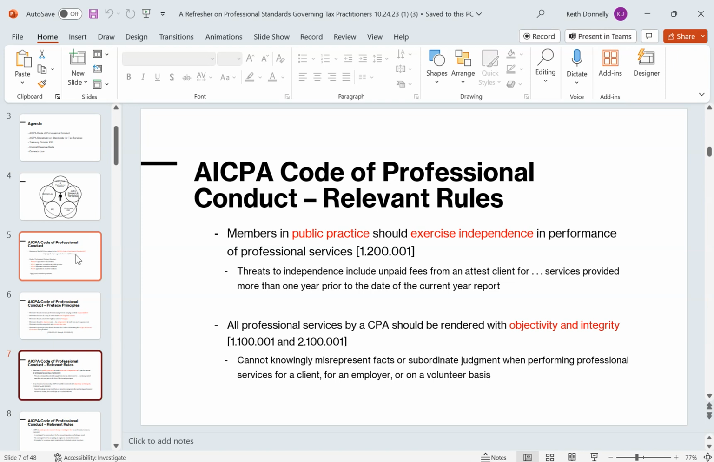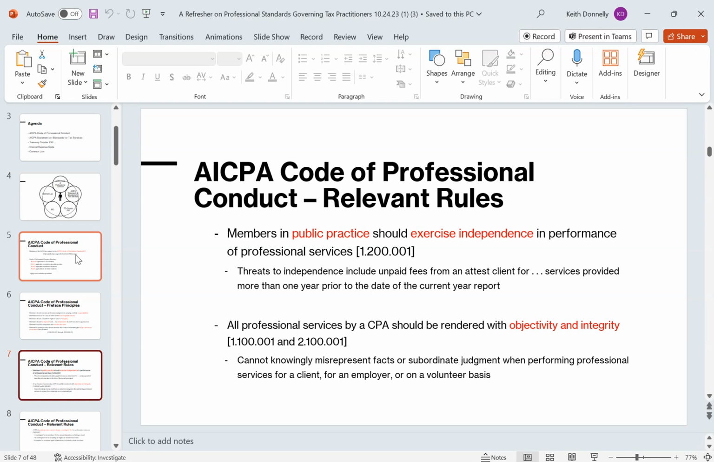So how does this apply to tax practitioners? Your firm does their audit in an attest engagement, and you do their tax return. If there are unpaid fees from that attest engagement and sufficient time has passed, you can't really do that tax return now because you're not independent. It's like your firm's mad at them: they owe us money. How can we be objective? How can we be independent when we're mad at them? So in those situations where you lack independence, you need to consider withdrawing from the engagement. Okay.